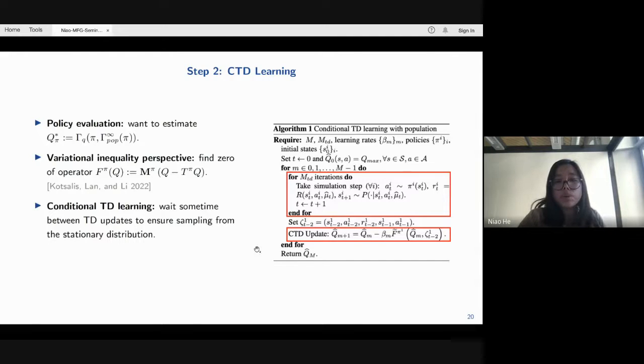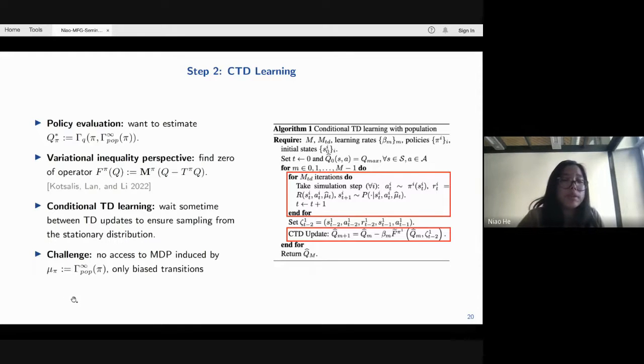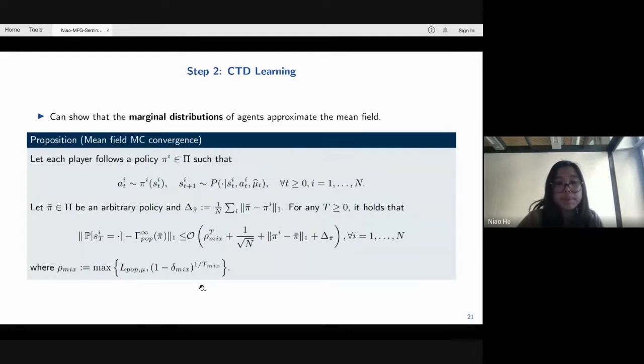This is exactly what we deploy in our subroutine when we try to estimate the Q-value functions. The slight difference compared to the single agent reinforcement learning setting is that here we don't have access to the true mean field. We cannot generate sample paths from the underlying Markov chain corresponding to this true mean field μ. Instead, we only have samples from the individual agents. They're playing different policies from this one, and so all we have is really just some biased transitions.